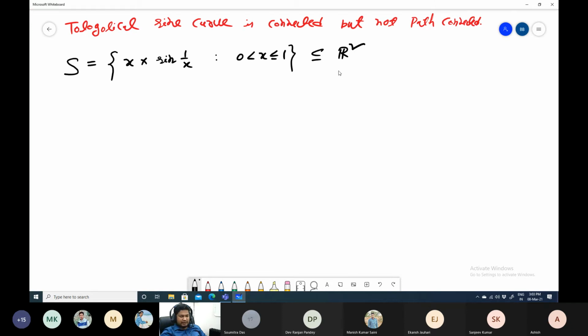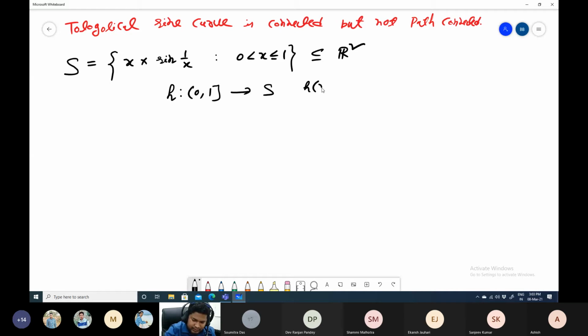Is it path connected? Yes or no? Path connected or not? I think yes, sir. Yes, because you should be confident, because you will face this kind of problem. This is a continuous function.